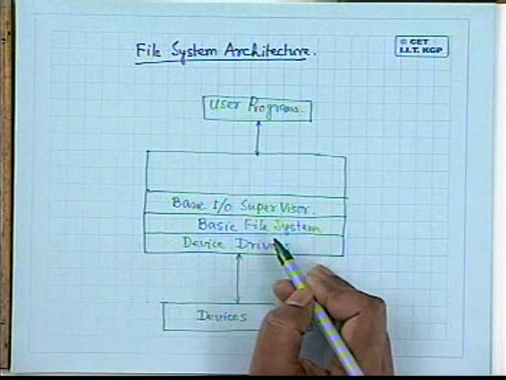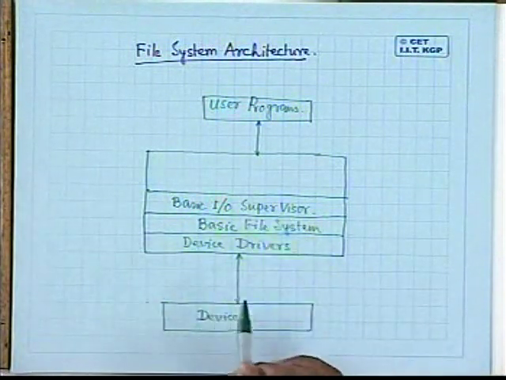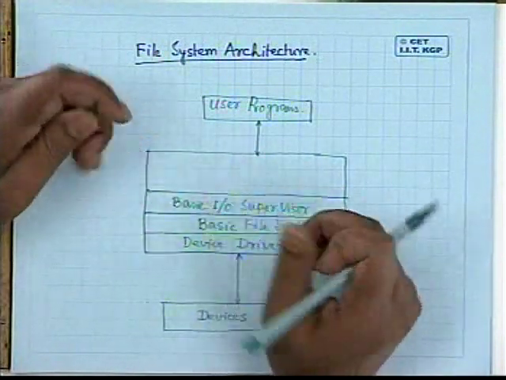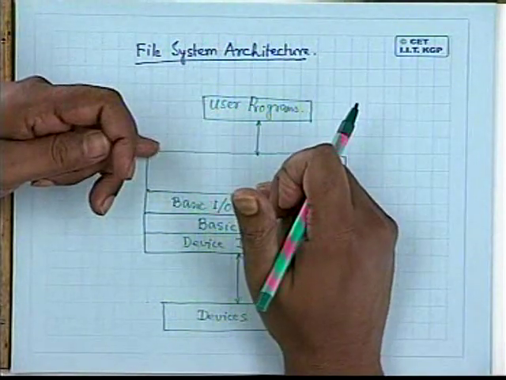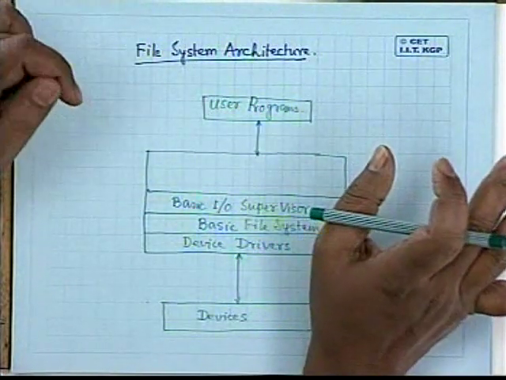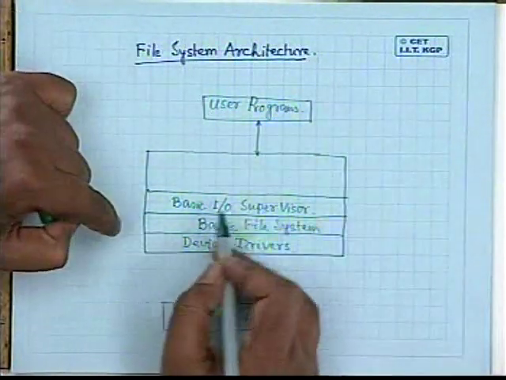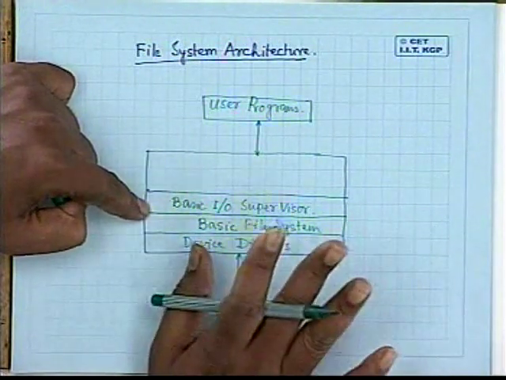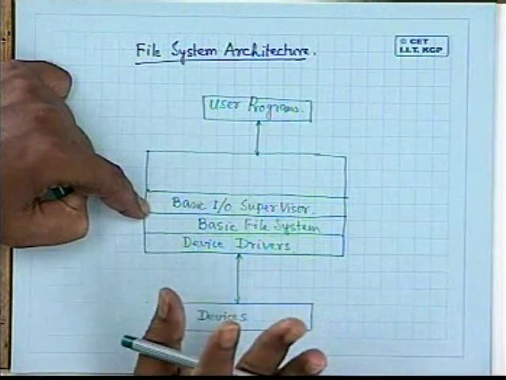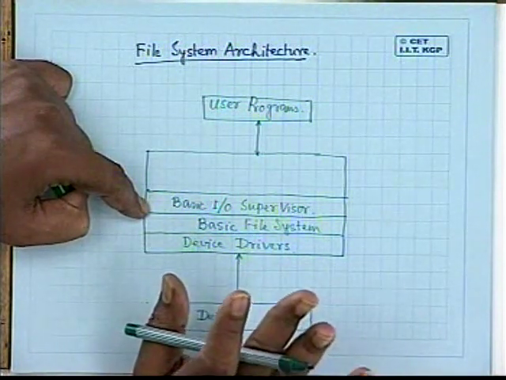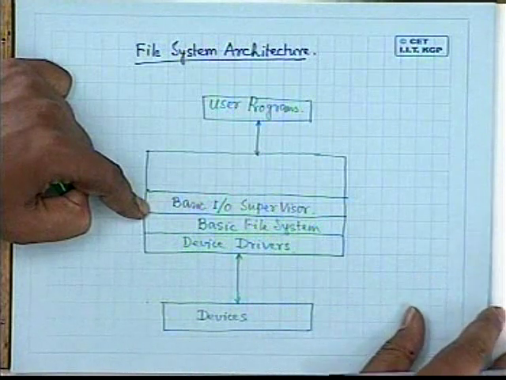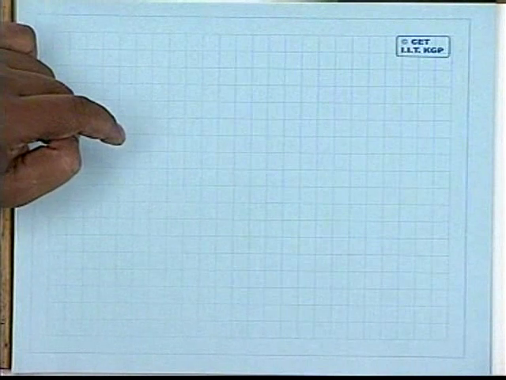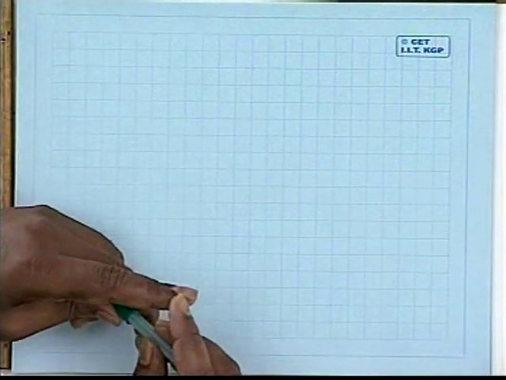Similarly, the other responsibility of the basic IO supervisor is performance optimization. There may be requests from the users in an arbitrary order. But the basic IO supervisor will reschedule all those requests so that the performance of the file system is optimized. Just to give you a feel of what kind of performance optimization or rescheduling can be done, let us take two examples.